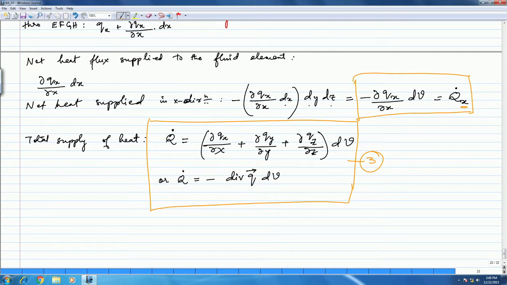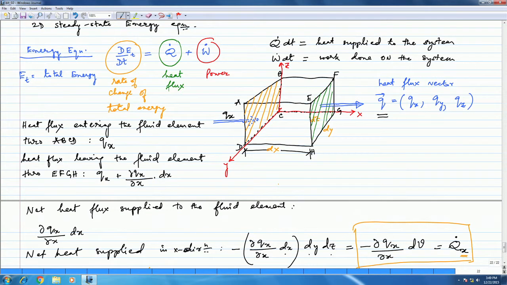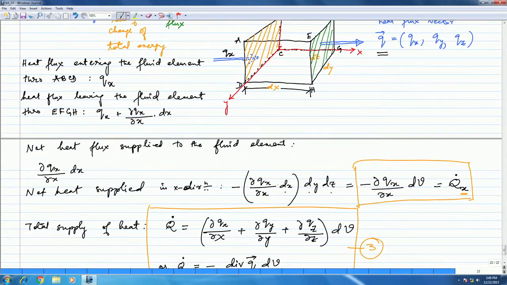flux vector, right. So let me stop here, and we will start with the energy, and look at what we will do with that. Okay. So right now I will stop here. Thanks.